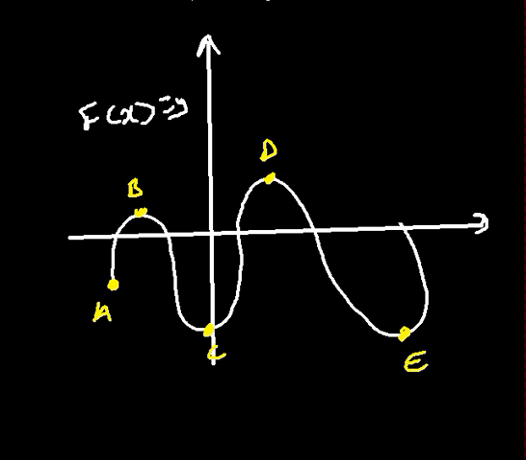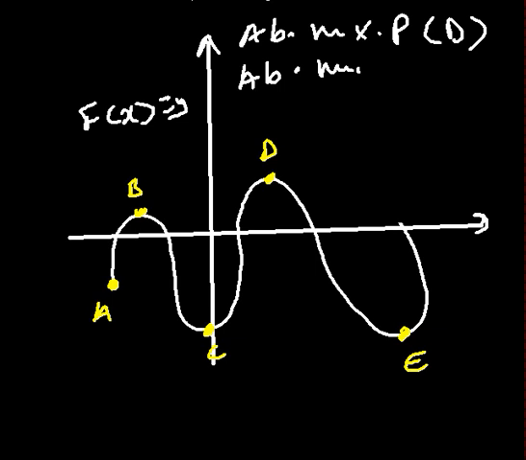Now on this graph, which point is the absolute maximum point? As you can see here, the point which outshines the rest is point D, and therefore that is the absolute maximum point. And which point is the absolute minimum? The one which is the lowest of all is point E. So that is the absolute minimum point.